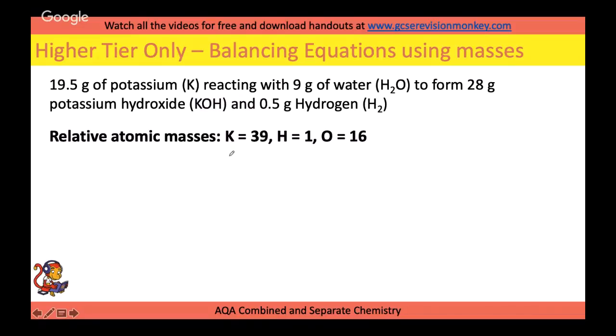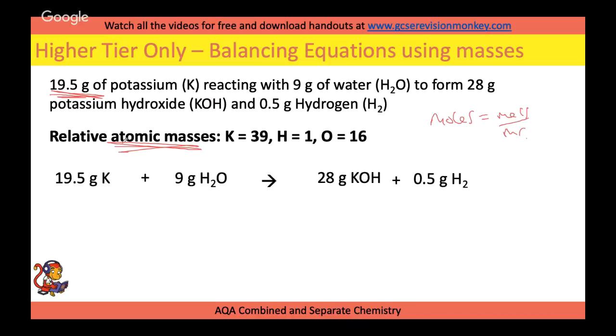I want to run through balancing equations using masses. For these ones, you get the marks for the working out and not for just balancing equations. So they give you masses and they give you relative atomic masses. So think to yourself straight away, moles equals mass over Mr. So 19.5 is the mass. I've just written it out again here. If you take the question and write it out as an equation, it will help you.